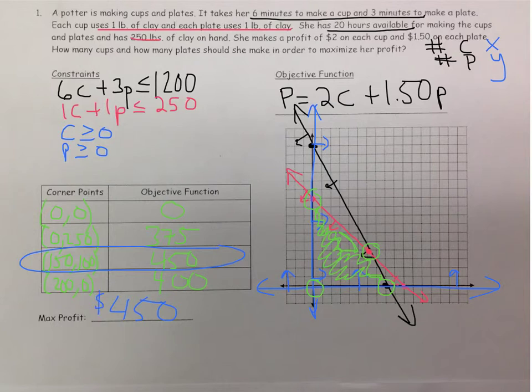And the profits I'm going to get are $450. So that mixture of the two is our best bet here, given the constraints that we have, given the amount of clay that we have and the amount of time that we have available to make these cups and plates. 150 cups and 100 plates is going to be our best bet.